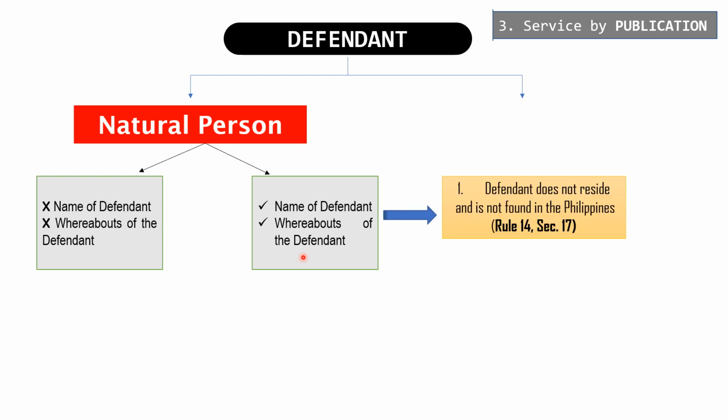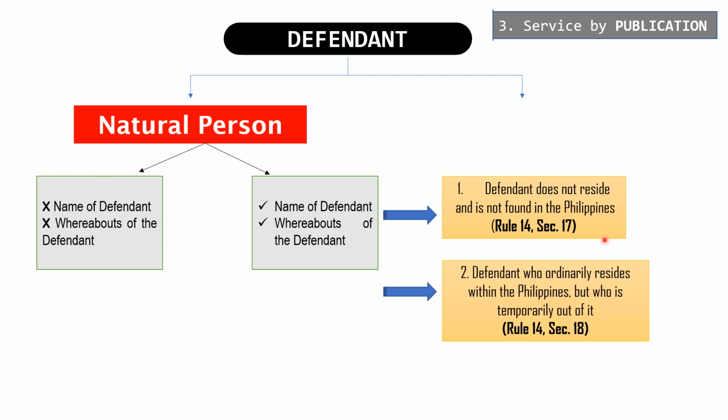And that can be found in your Section 17 of your Rule 14 and in your Section 18 of your Rule 14. Section 17 applies to a defendant who is not a resident and is not found in the Philippines. Number 2, your Section 18, applies to a defendant who ordinarily resides within the Philippines but who is temporarily outside of the Philippines. Example nito, itong mga OFWs, mga resident ng Pilipinas, pero wala ngayon kasi nandun sa Saudi Arabia, sa Japan, andun nagtatrabaho. Then they are temporarily outside of the Philippines. Another example is yung mga nag-take ng MBA, nag-take sa London, pumunta, doon nag-aral, so they are temporarily outside of the Philippines.